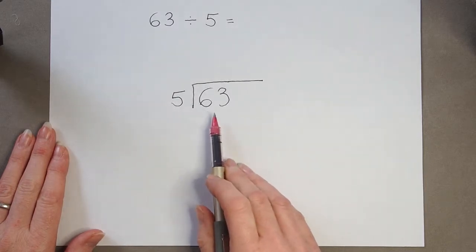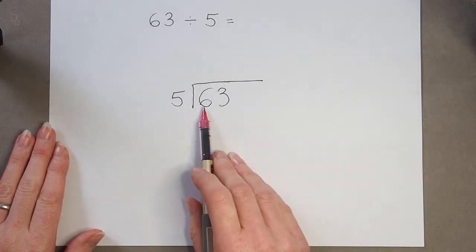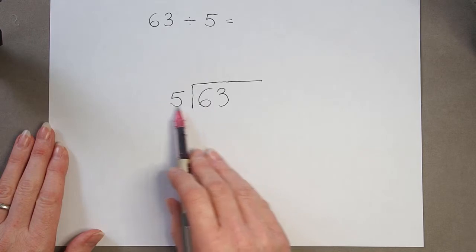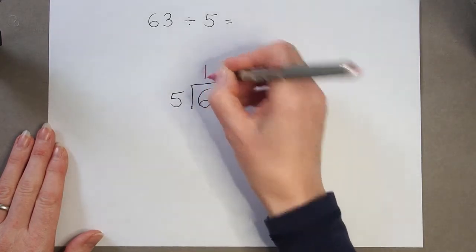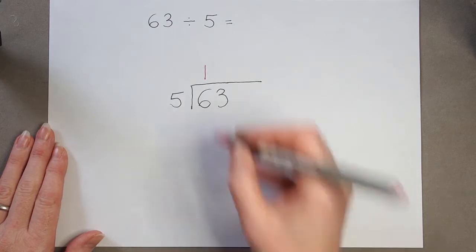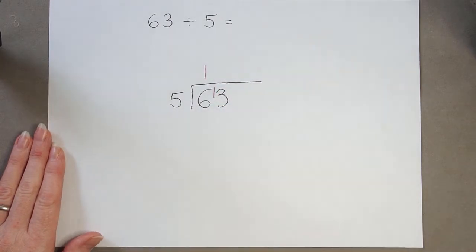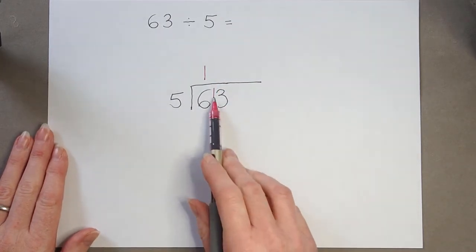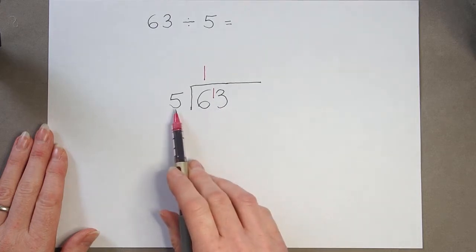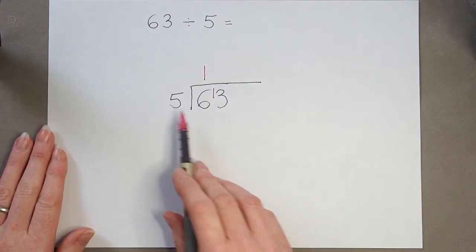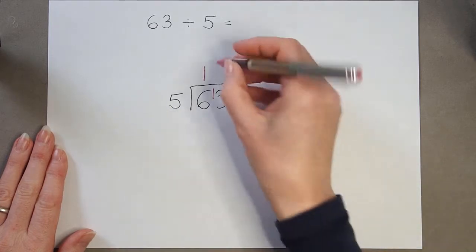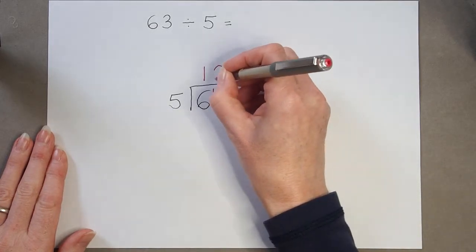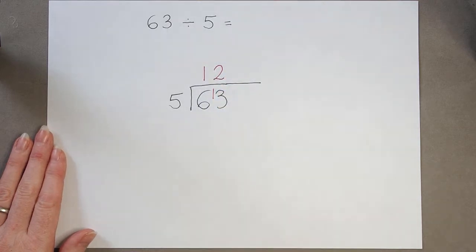So I'm going to work as normal and say 6 divided by 5. Well, that's 1. 1 5 is 5, and there is 1 left over. And then 13 divided by 5. So 13 divided by 5 would be 2, because 2 5s are 10. And I have a remainder of 3.